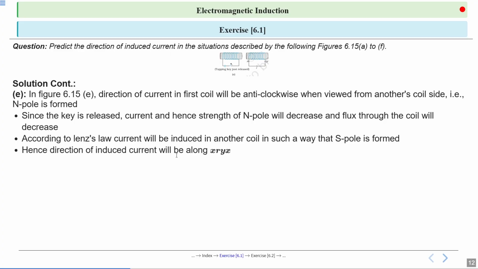Okay, hence direction of induced current will be, since south pole is being formed, clockwise on that end, on the side of x, where x is written. On the other end, direction of current will be anti-clockwise, means north pole. So you can see like this, north pole. So current is going from x to r to y to x. So x r y x.